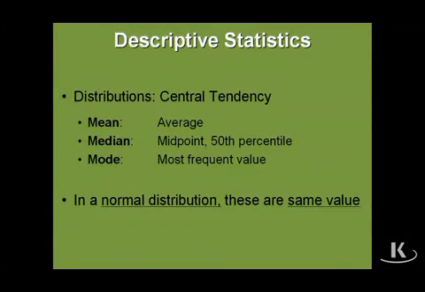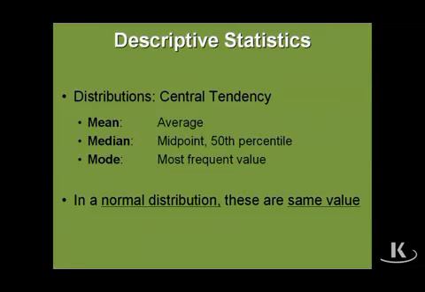Most of you are familiar with these already. Mean, median, and mode, sometimes called the 3M Corporation. The mean is the arithmetic average. Take all the scores, add them together, divide by the number of scores, and you have the mean. That's fairly straightforward.